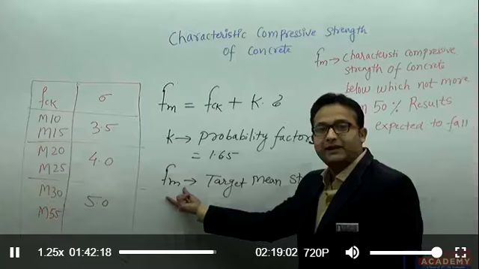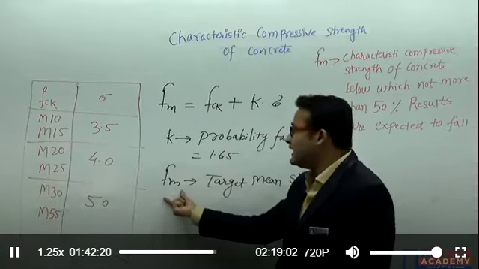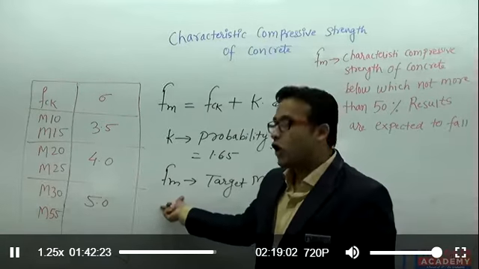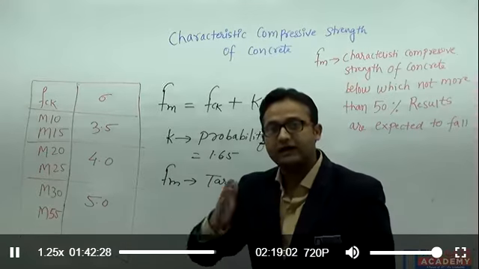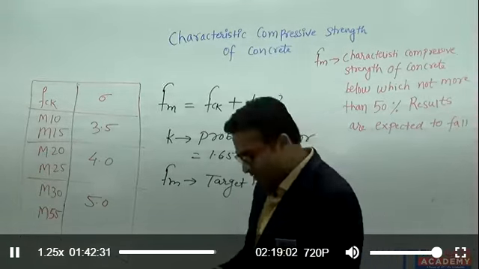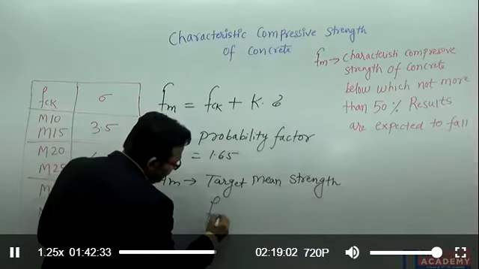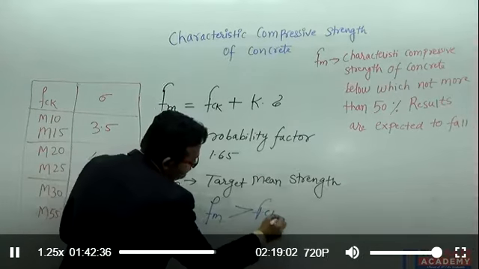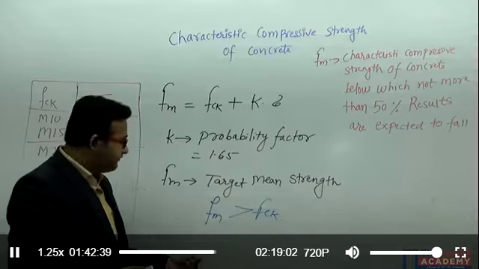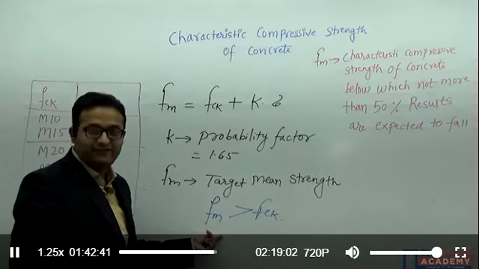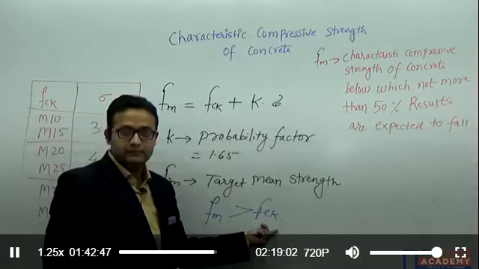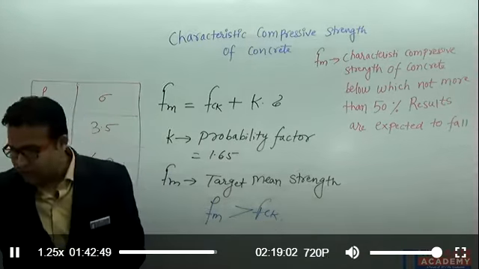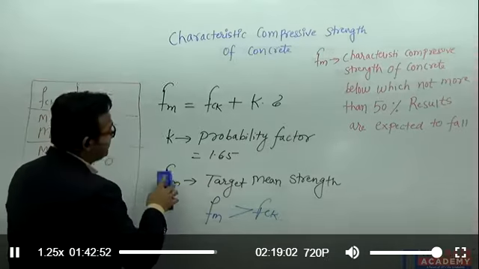So FM is your target mean strength. Why is it actually important? The target mean strength is important because we always design the concrete for target mean strength. We always try to achieve the target mean strength, which is obviously greater than FCK. This FM is greater than FCK. If we design our concrete for FM, then definitely we can achieve our FCK. Right? So let's solve one problem, then you can understand.